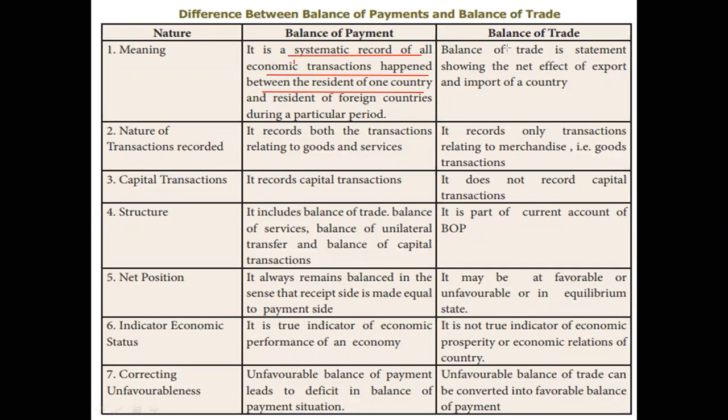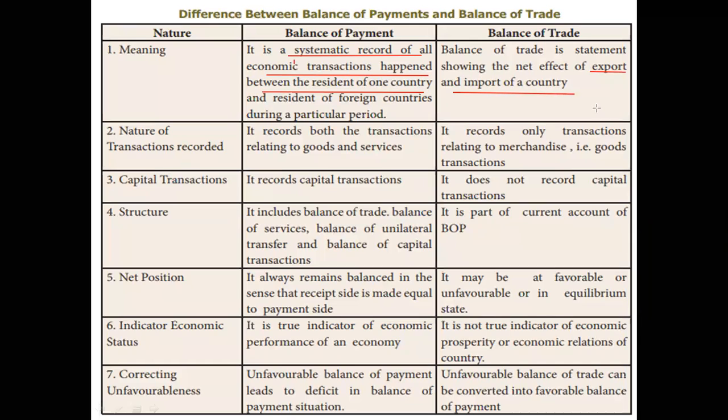Then balance of trade. What will be balance of trade? Balance of trade is the statement. Which statement? Showing the net effect of exports and imports of the country. Balance of trade क्या show करता है? It shows the net impact. Net effect मतलब difference between what? Difference between two things, export of goods and import of goods.